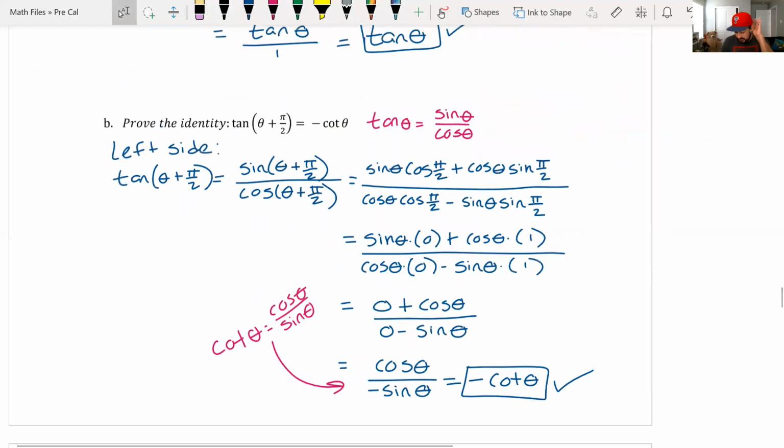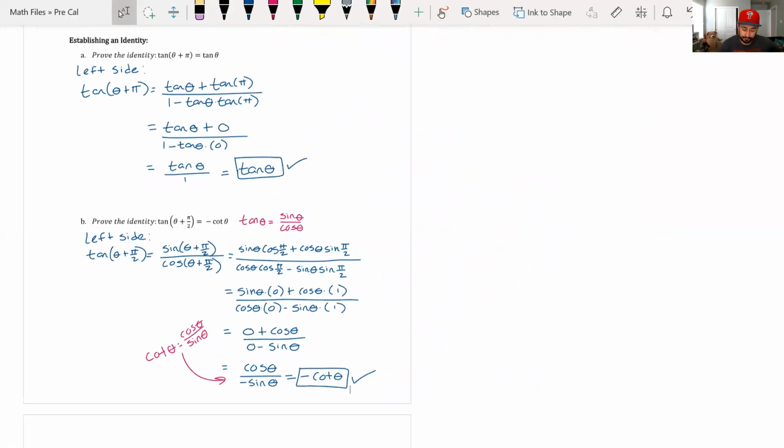Did we make the left side look like the right side? Yes. After much torture. Okay, perfect.